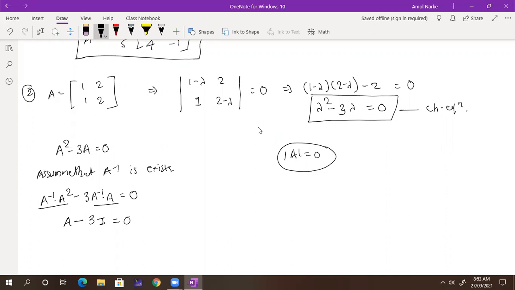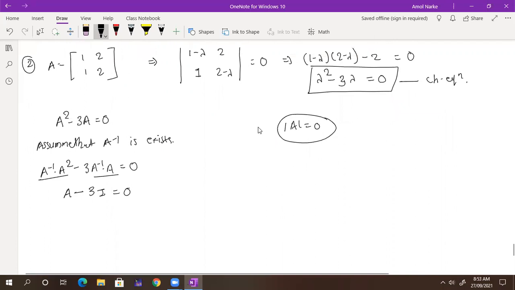Now, this is for 2 by 2. What happens for the 3 by 3? A inverse does not exist. Now, does everyone understand that? Please write down this.